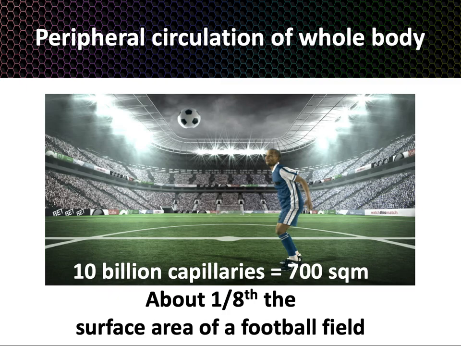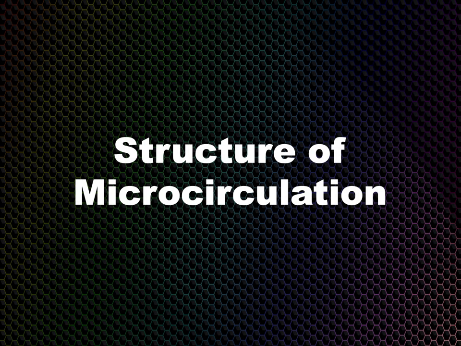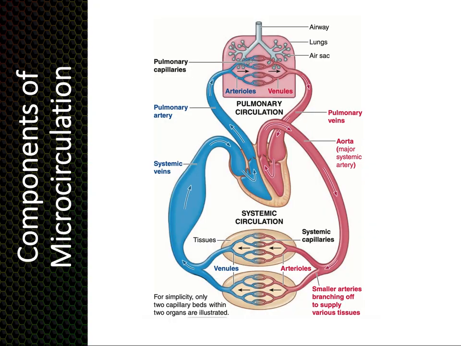Amazing, isn't it? And one more very fascinating thing is that if you take any functional cell in the body, it is not more than 20 to 30 meters away from a capillary. So, this is how extensive our capillary arrangement is in our body. So, with this amazing fact, let's learn the structure of microcirculation.